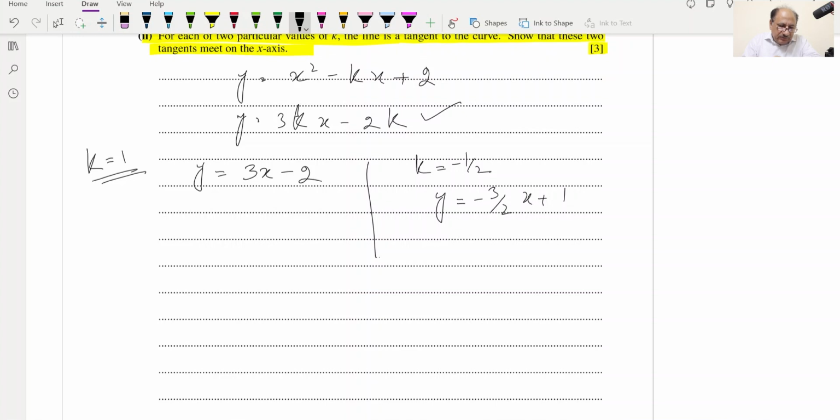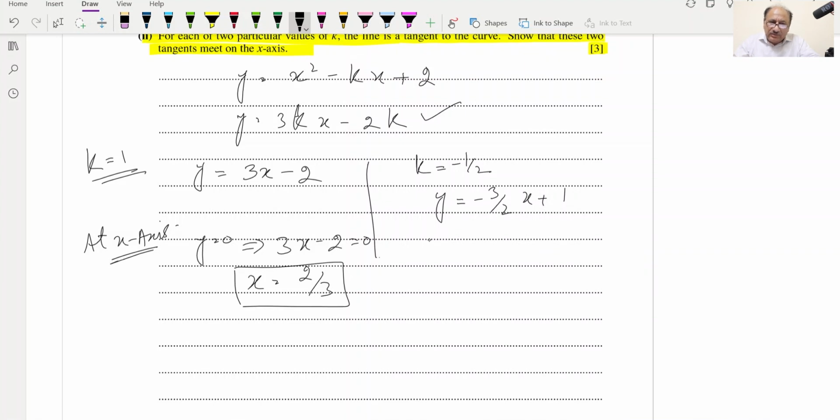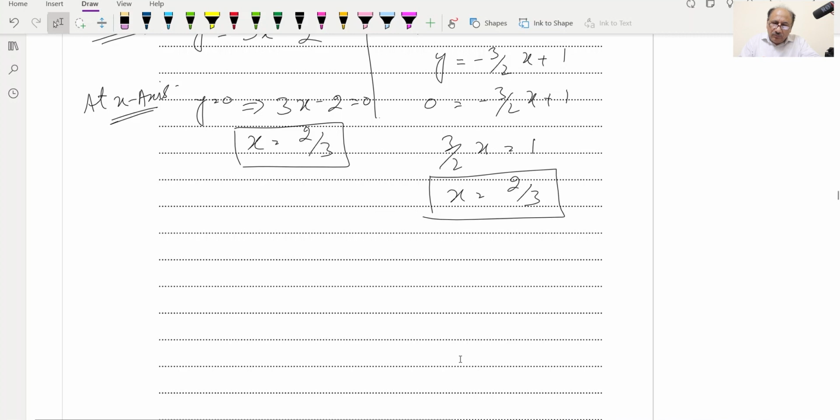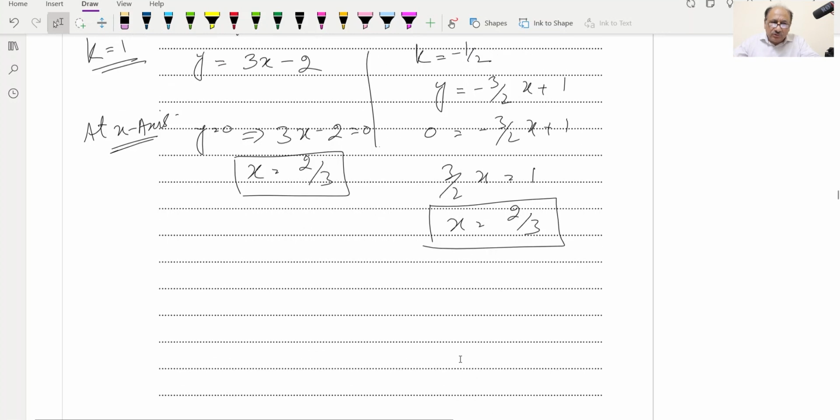At the x-axis, y will be equal to 0. So y equal to 0 means what? This implies 3x minus 2 is equal to 0, so x will be equal to 2 by 3. And in this case, y is equal to 0 implies minus 3 by 2 x plus 1 is 0. So 3 by 2 x will be equal to 1, so x will be equal to 2 by 3. This will be the point. So we got x is equal to 2 by 3 in both cases.